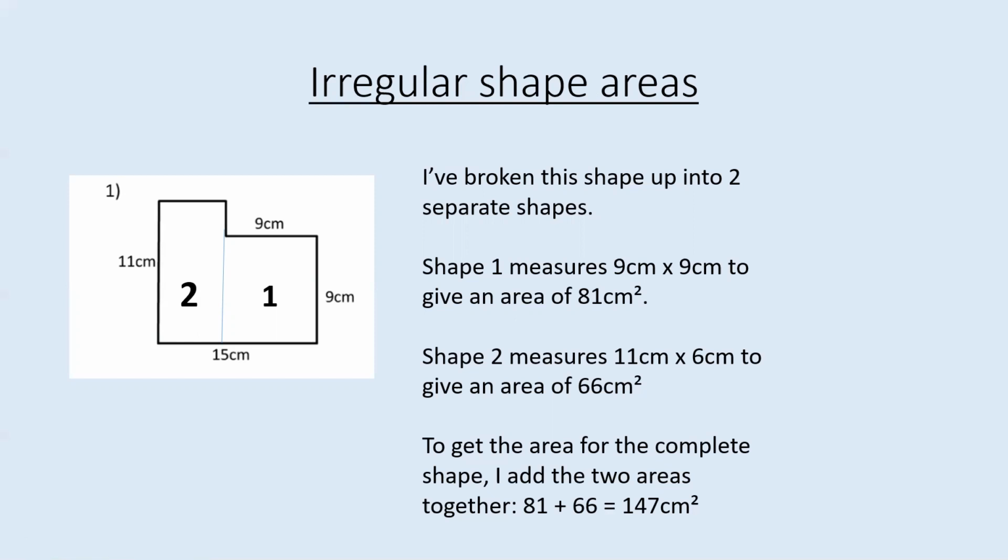So what I now do is add the area of the two shapes together. So the area of shape 1, which was 9 times 9 to equal 81 centimeters, plus the area of shape 2, which was 11 times 6, which gave an answer of 66 centimeters. 81 plus 66 gives a complete area for this shape of 147 centimeters squared.